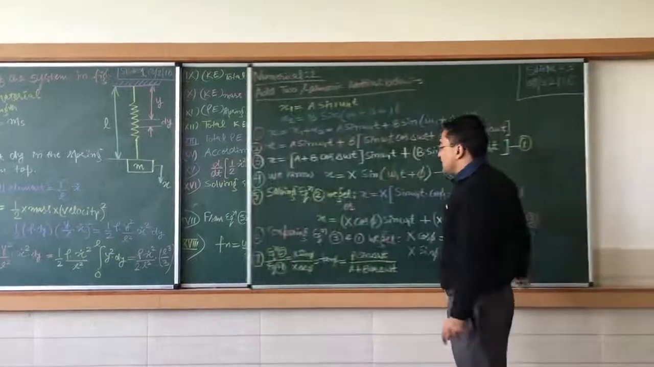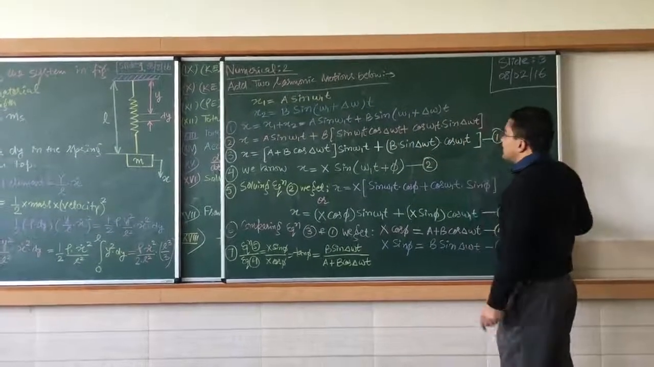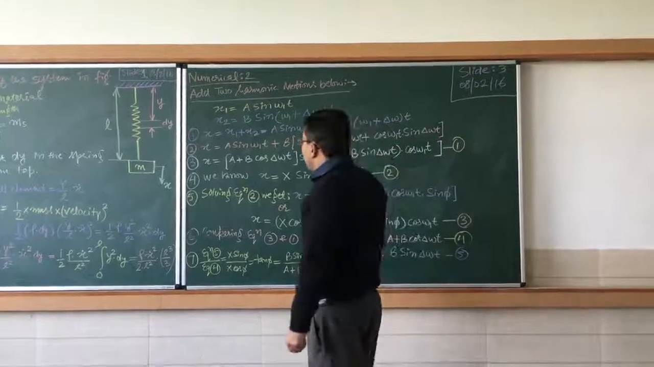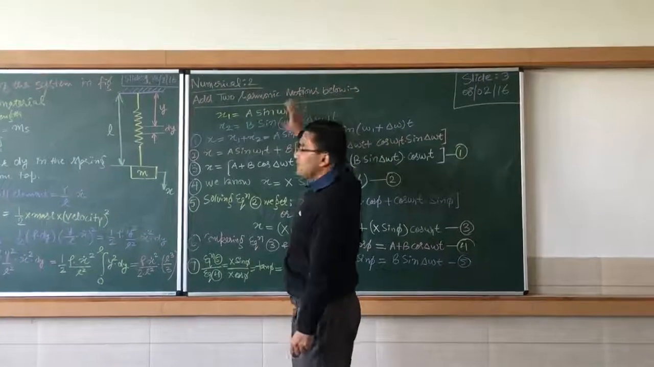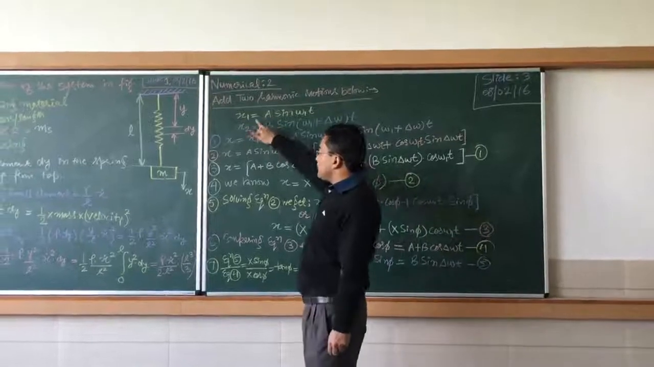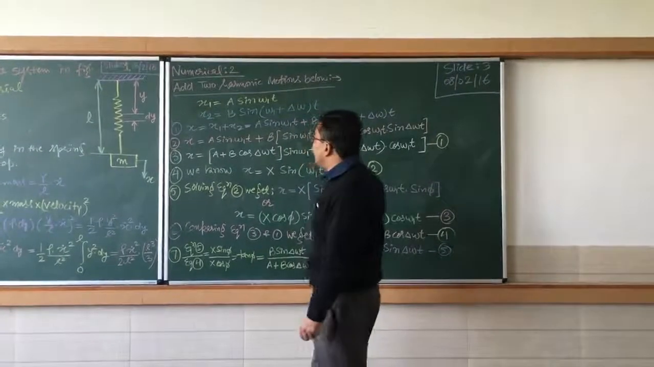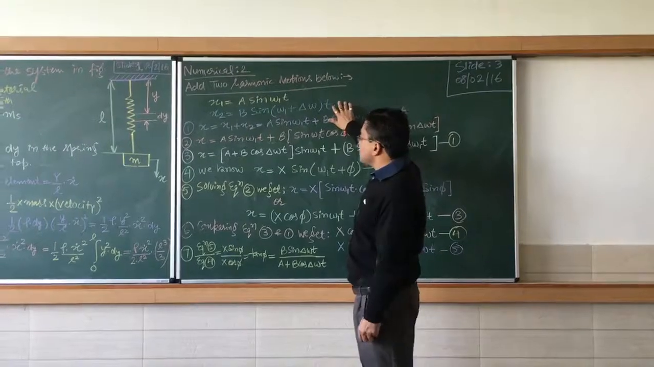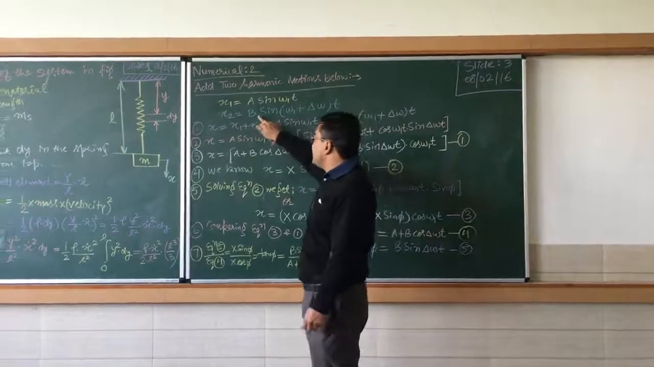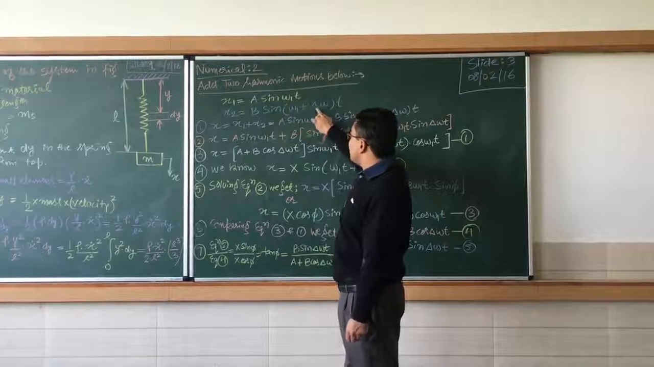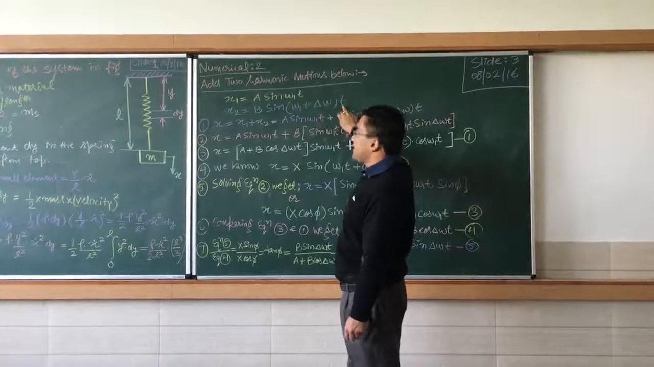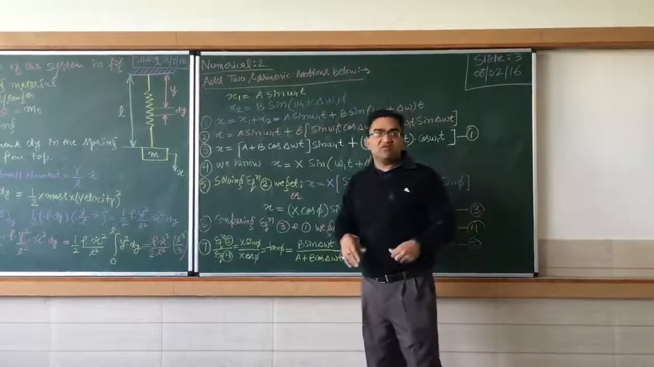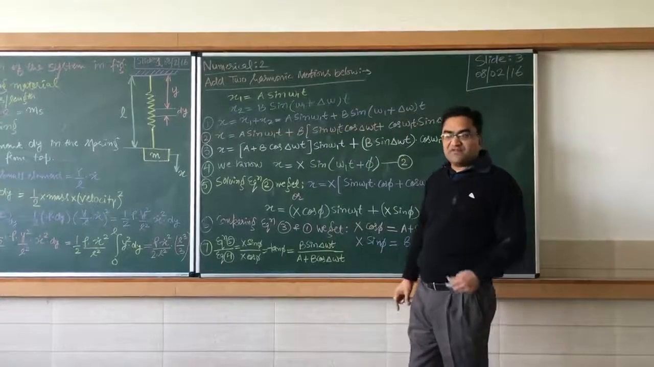Now I will go to slide number 3, and we will try to solve another numerical. So what does the other numerical say? We have to add these two harmonic motions. Harmonic motion number 1 is x1 equal to a sine of omega 1 t, and another harmonic motion is given, x2 equal to b sine of omega 1 plus del omega into t. So we have to add these and find out the resultant of the two.